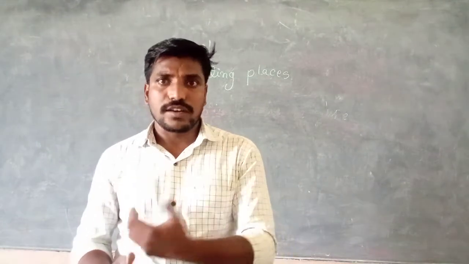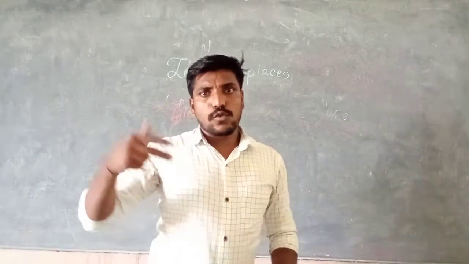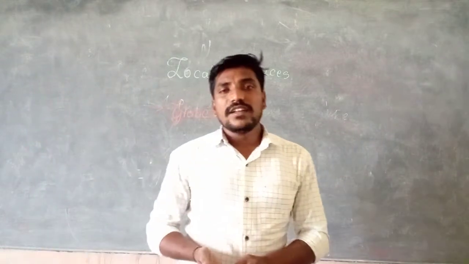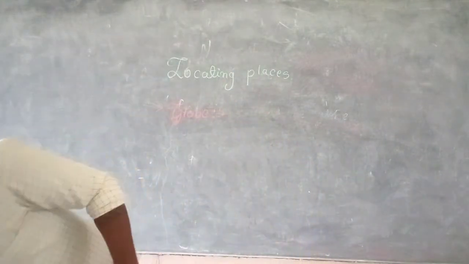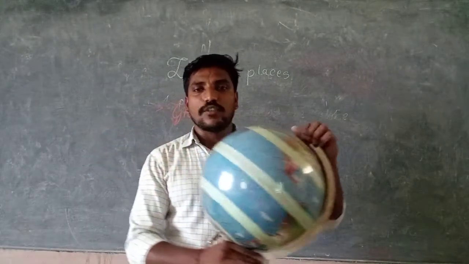This is how it is, children. The same thing here. We can't go over the earth, so we have made a small model. That is the globe. I will show you now what the globe is. See, you can see the globe here.